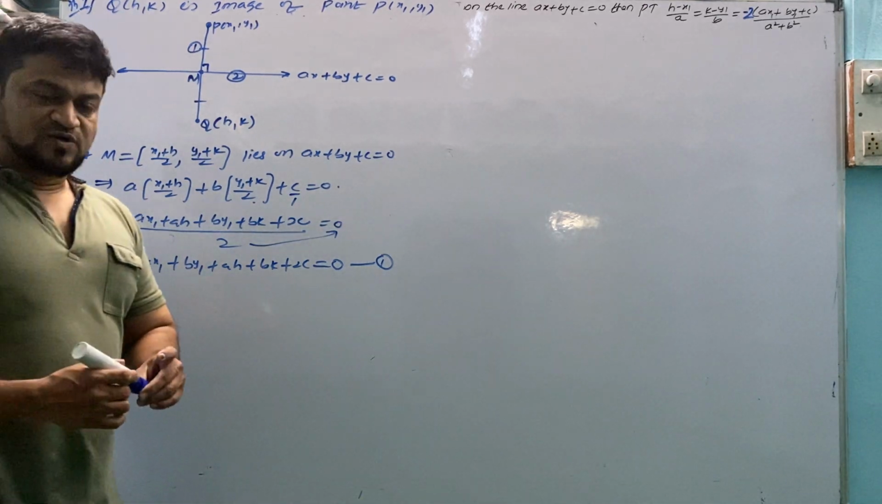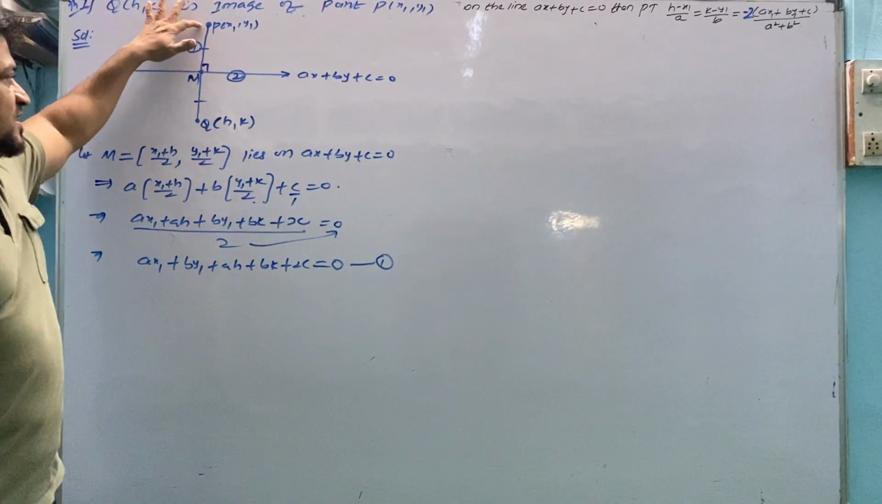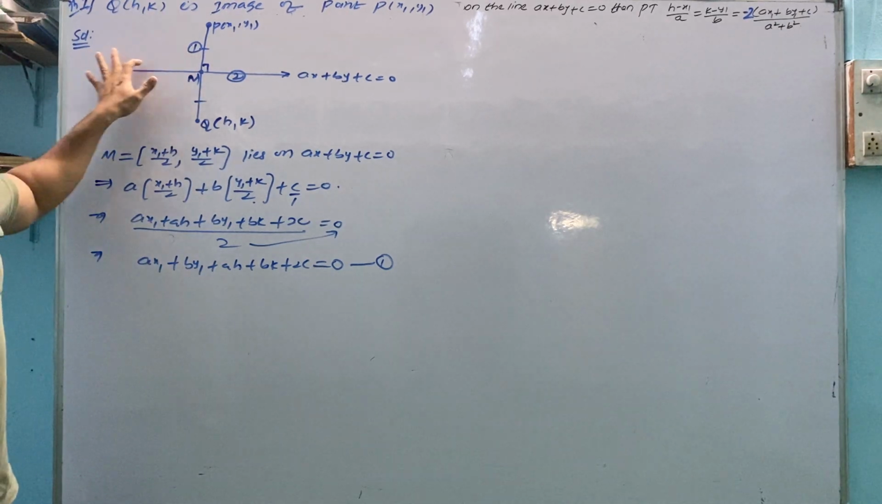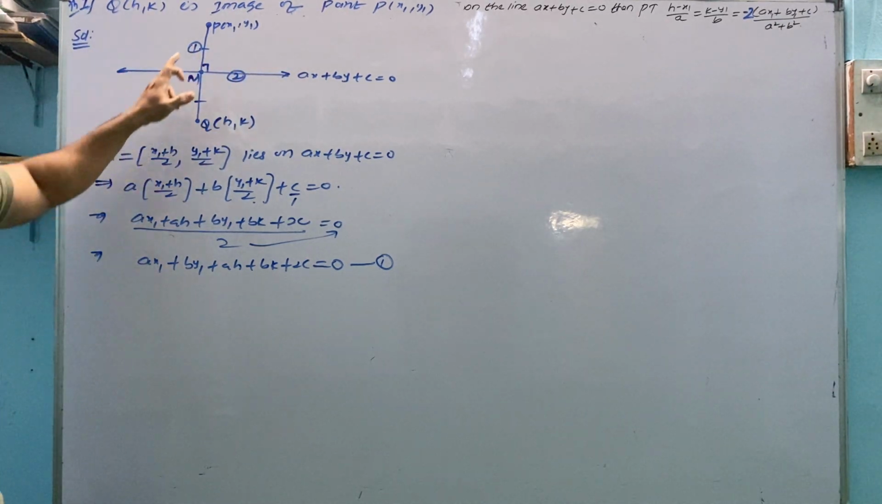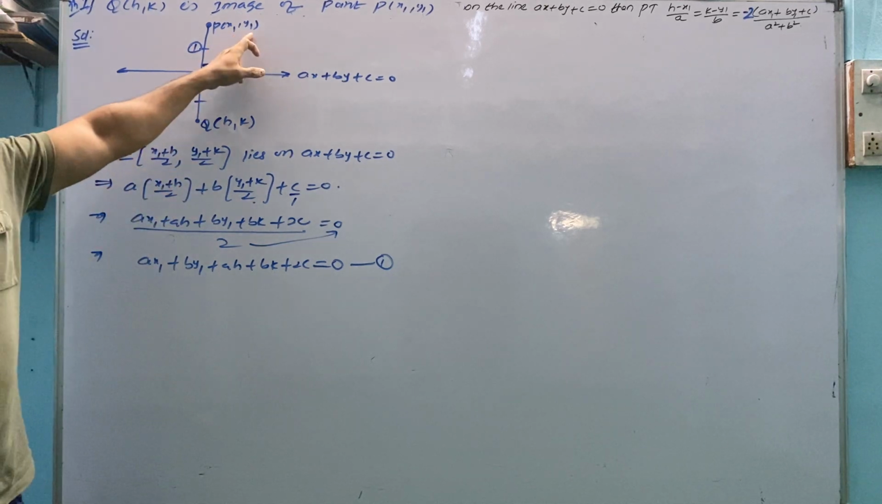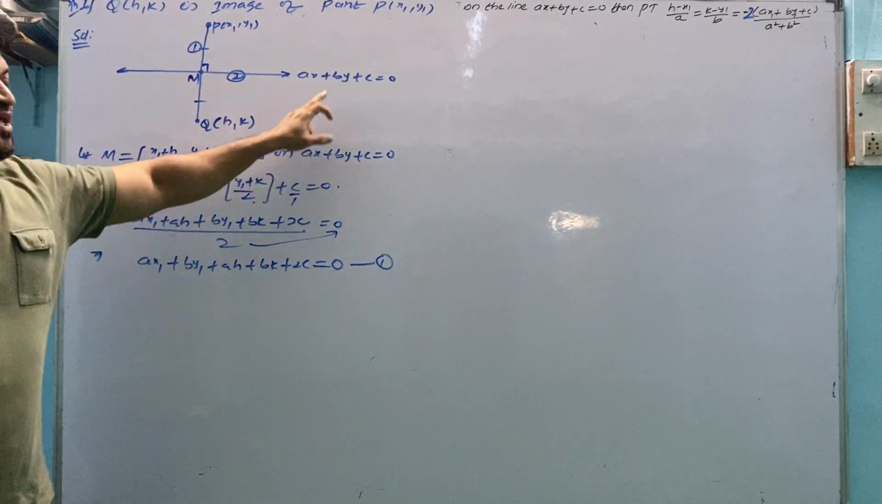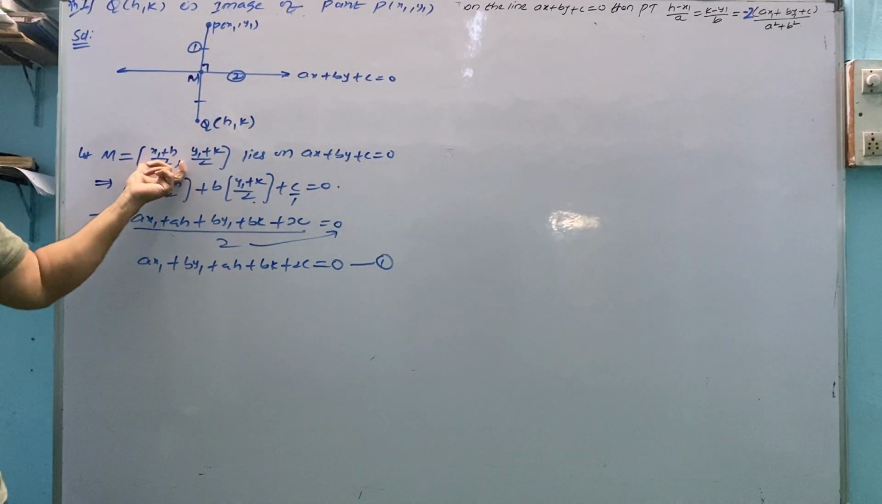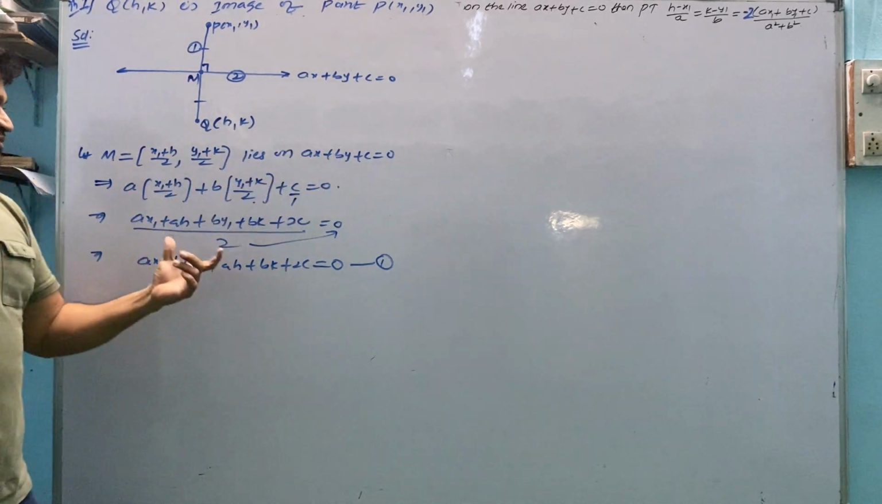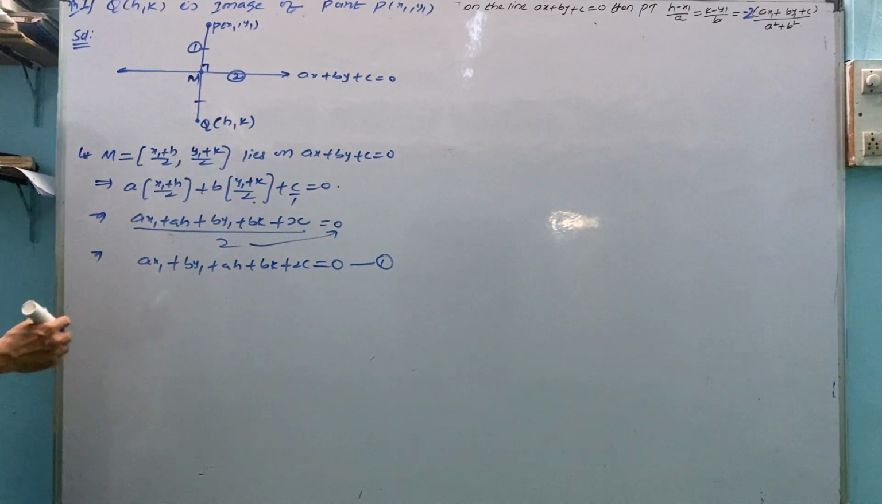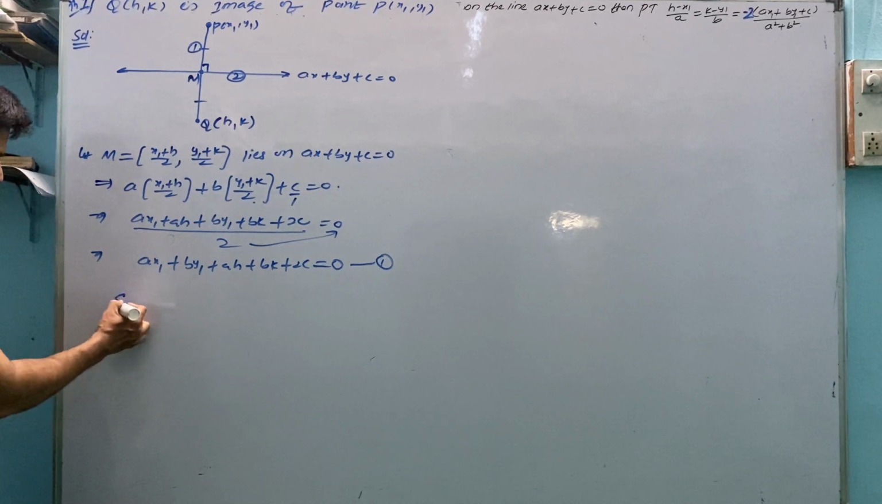How to get equation 1? How to start this? First I have taken P and Q. Midpoint M lies on the line. So take midpoint M, first one plus first one by 2, second one plus second one by 2, which lies on the line. Remember that we are substituting the first and second values in place of x and y. Then equation 1. Now we have to start the next step.